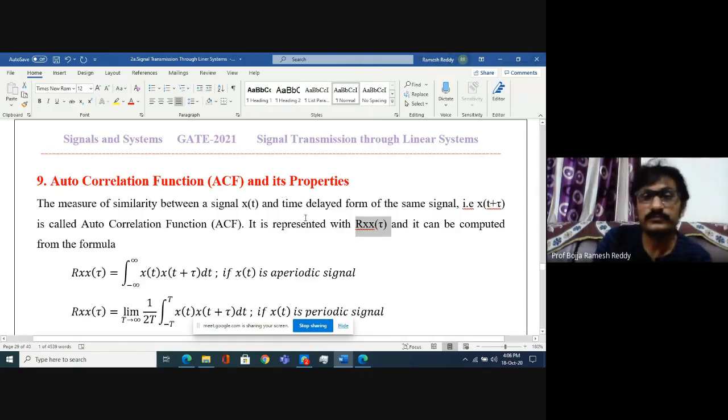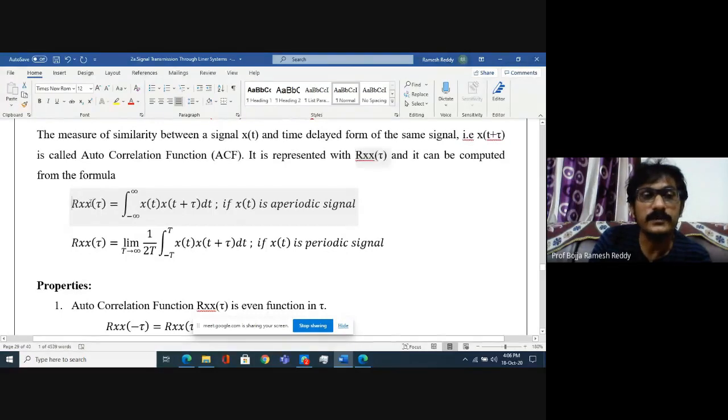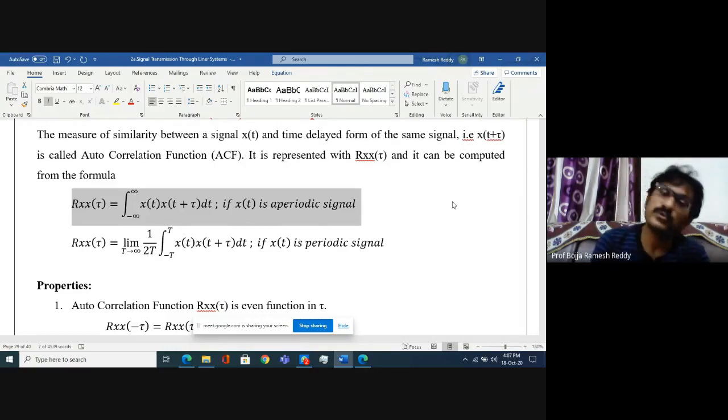Now it is represented with Rxx of tau, and it can be computed from the formula: Rxx of tau is equal to integral from minus infinity to plus infinity x of t times x of t plus tau dt. It looks like the convolution formula, but it is not convolution, it is similar to convolution. X of t is the original signal, and x of t plus tau is the delayed or advanced form. We can take minus tau also. If you take plus tau or minus tau, both give the same answer.